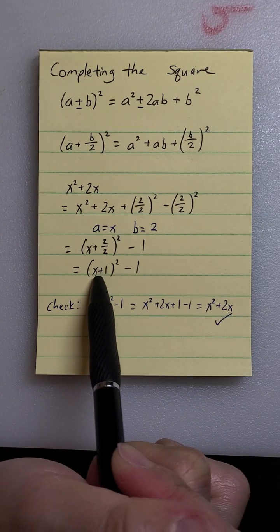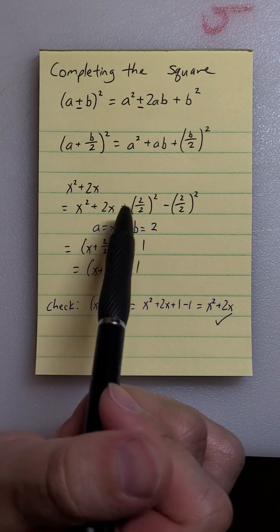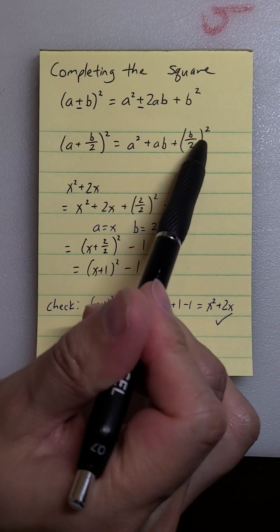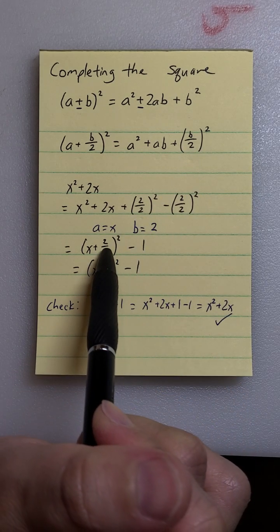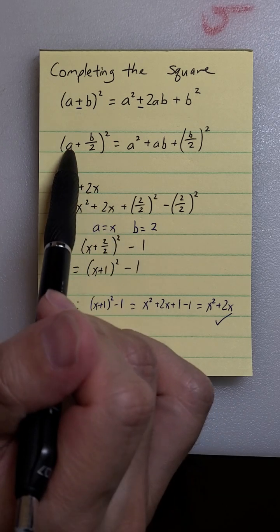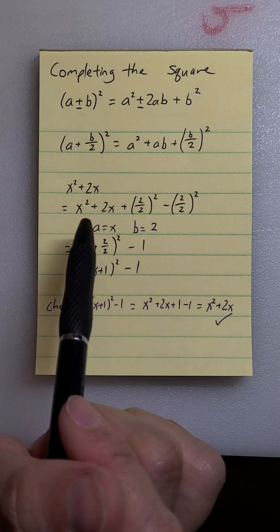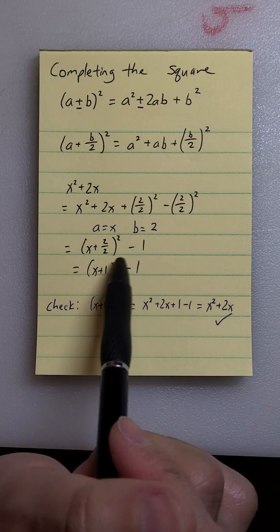x plus 1 squared. But we don't have to actually write out x squared plus 2x plus 1 because this is, again, the whole point of completing the square. We're adding this term. So we can directly take this b over 2, or this 2 over 2, and put it right here. We know b is 2 and a is x. a is x, b is 2.